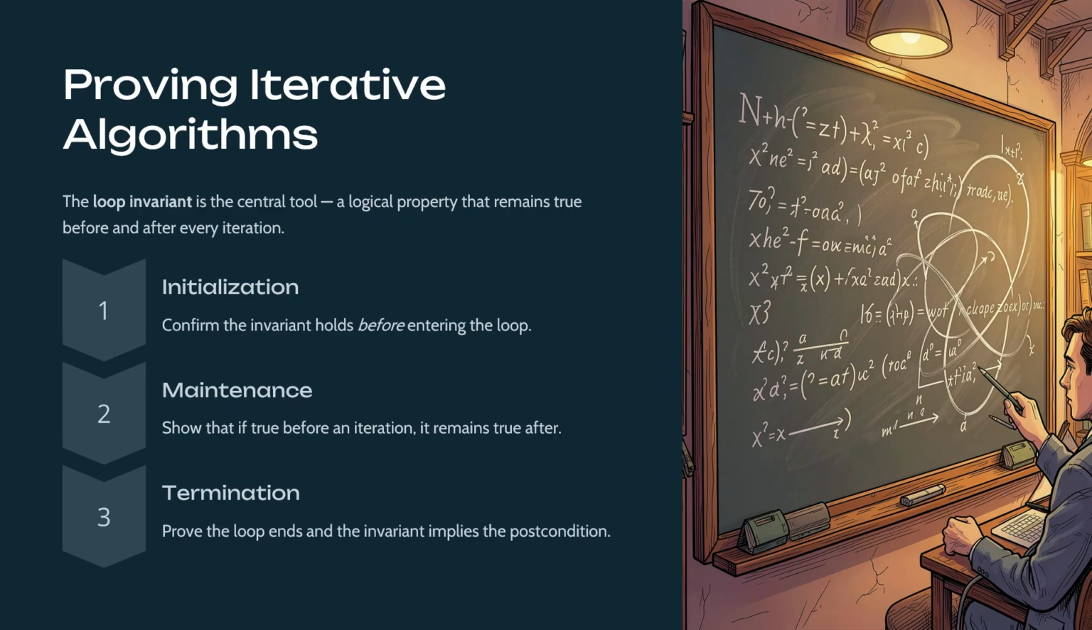Second is maintenance. We assume the invariant is true before one iteration and prove that it remains true after the iteration completes. Third is termination. When the loop finishes, the invariant together with the loop termination condition should imply the desired postcondition. For example, during insertion sort, the loop invariant states that the first portion of the array is always sorted. Each iteration extends the sorted region while maintaining the invariant. Loop invariants are one of the most powerful tools for proving algorithm correctness.